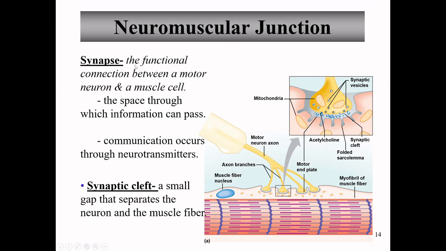The synapse is the functional connection between a motor neuron and a muscle cell. So notice we said functional connection here at the synapse, because if you look, you can see there's a little gap that goes all the way around in our picture here, all the way around that neuron. So the neuron and our muscle cell don't actually touch. We have that gap separating the two. Now we communicate between the two, between our nervous system and our muscular system, via neurotransmitters. The synaptic cleft is the small gap that separates the neuron from our muscle cell. So the gap in between the two, we call that a synaptic cleft.